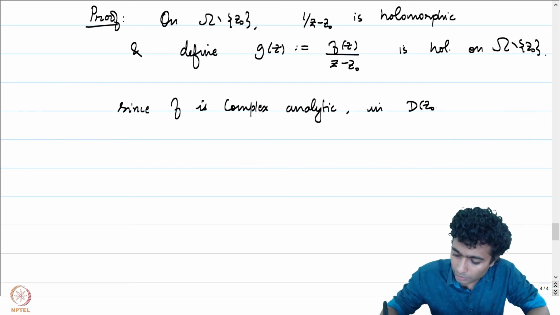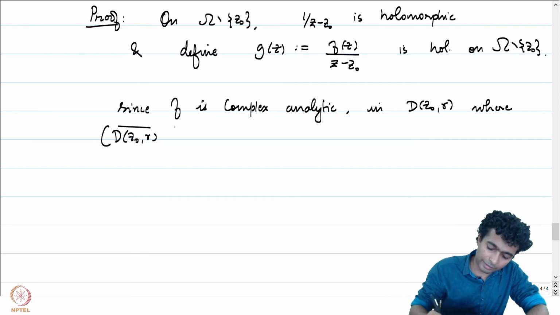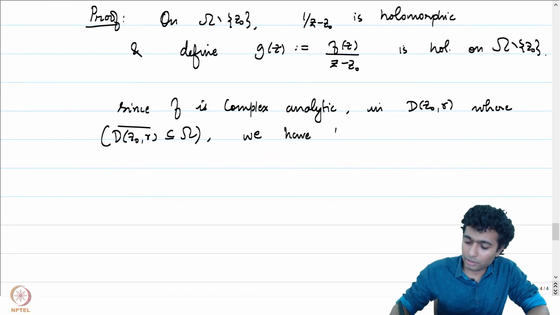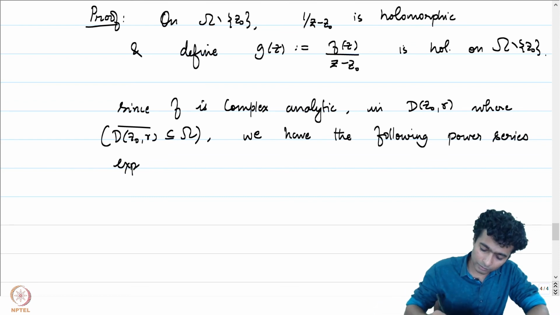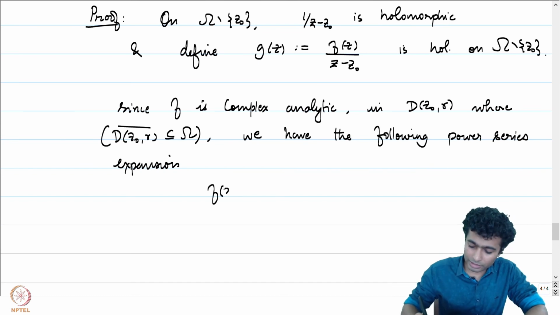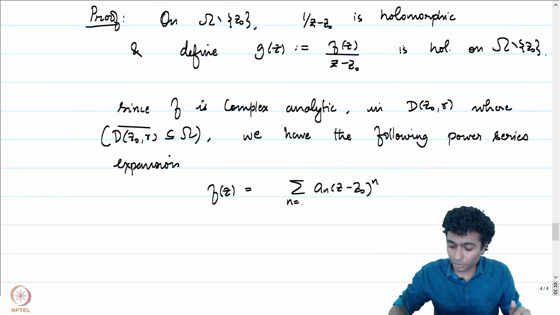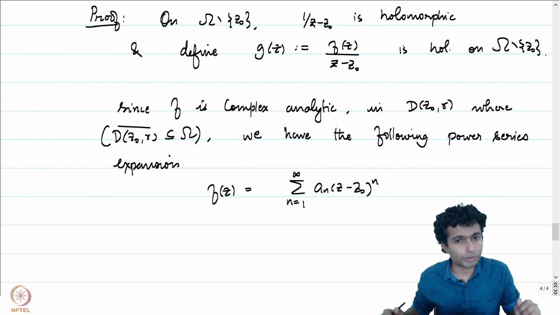In D(z0, R), whose closure is contained in omega, we have the following power series expansion. f of z is equal to the summation a n z minus z0 to the power n, where n goes from, let me be careful, it's not going to be from 0 to infinity here, it's going to be from 1 to infinity, because f of z0, which is a0, is equal to 0.